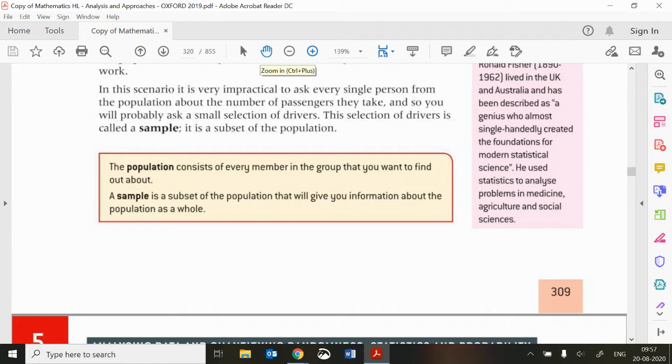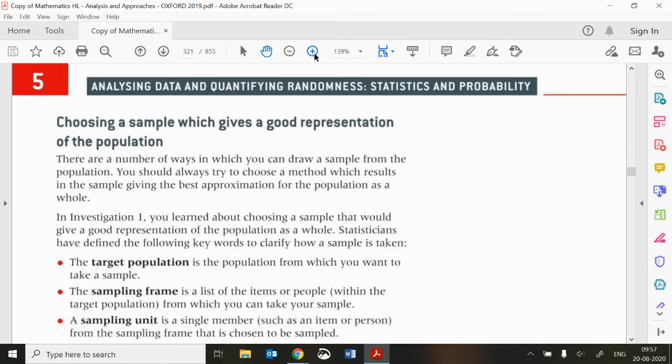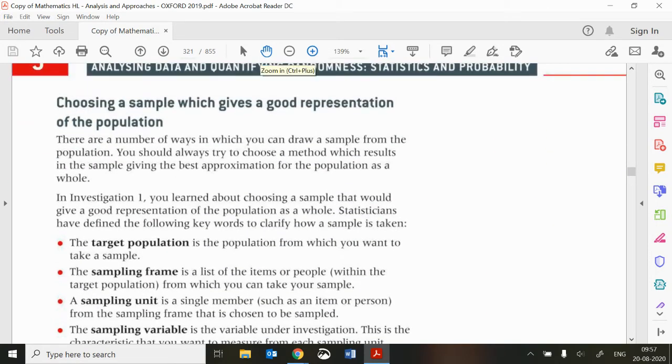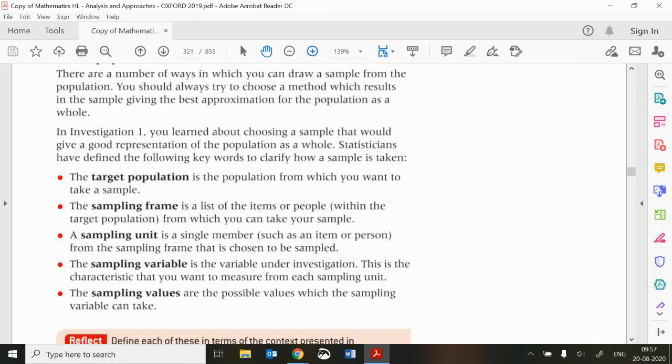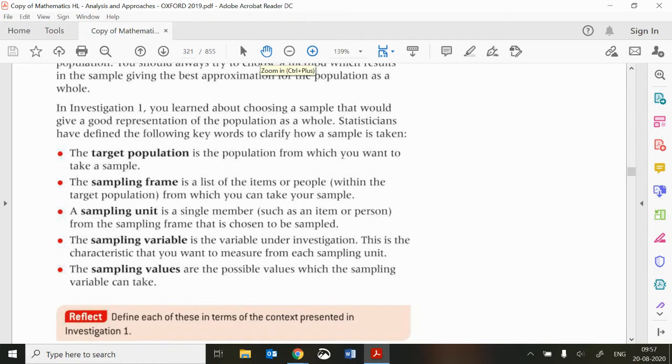Okay, and for 5B, they actually talk about sampling techniques too. So choosing a sample which gives a good representation of the population. Well, again, that turns up in 5B, but for 5A, they just talk a little bit about some more terminology here. Now, a lot of this terminology you might want to use for an IA, but you're unlikely to be tested on this stuff here.